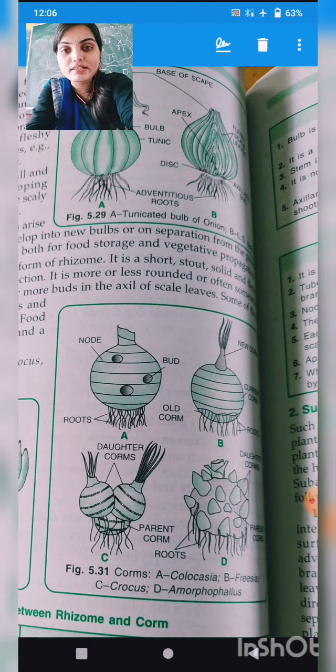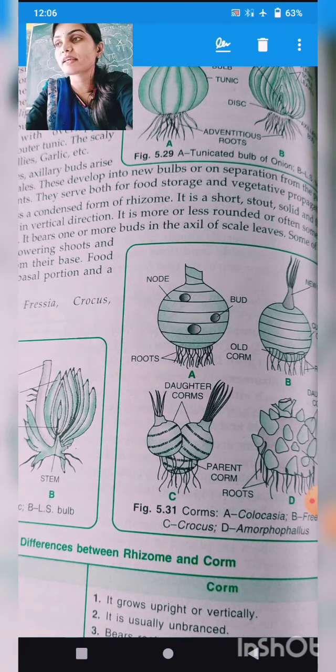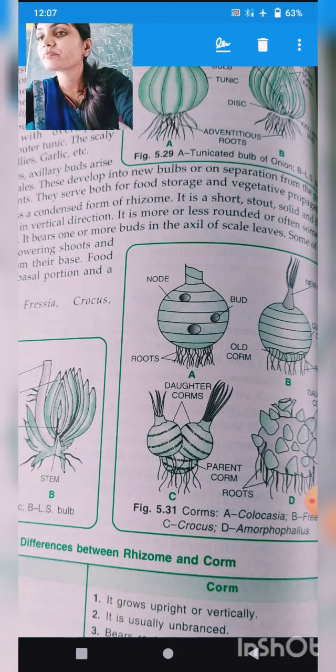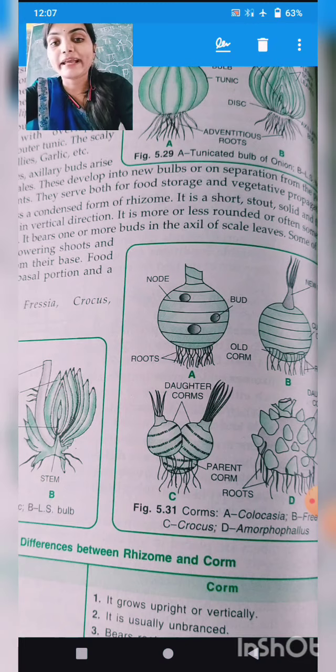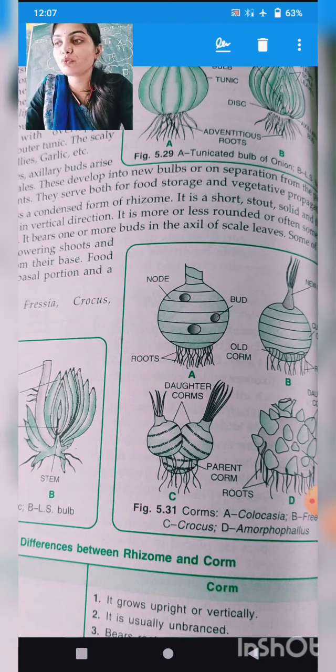Okay, now you can see there are different other examples also given in your book. You can see on page number, one second, on page number 5.18, okay, and the diagram 5.31. See, there are different types of plants which are given. For example, freesia, colocasia, crocus.